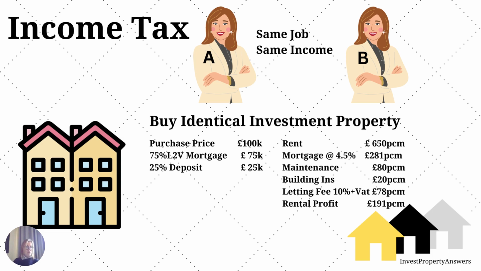of £25,000. Here, let's assume the rent is £650 per month with the mortgage based at 4.5% of £75,000, which was around about £281 per month. Maintenance on a 3 to 4 bedroomed house we know costs on average £1,000 a year, so a month will be £80. You must have building insurance on your investment property. I use £240 per year as my guide, so this is £20 per month. And finally here, the letting fee is 10% plus VAT, which works out at £78 per month. So once you take the rent away from the costs, you end up with £191 rental profit per month.